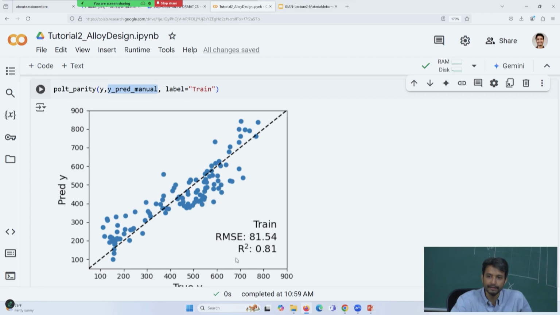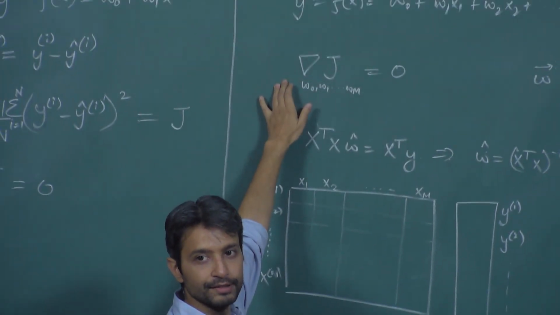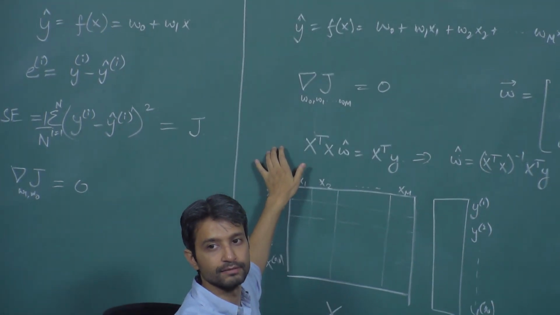Where am I applying gradient descent? I need not apply this. The solution to this is this. If you apply this, this is the solution you will get.